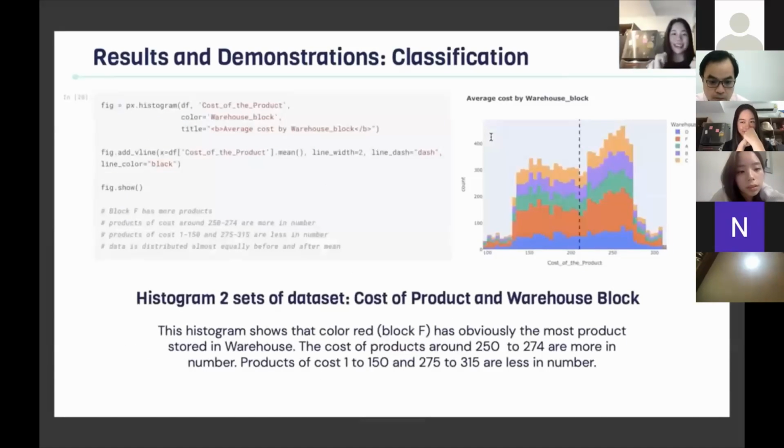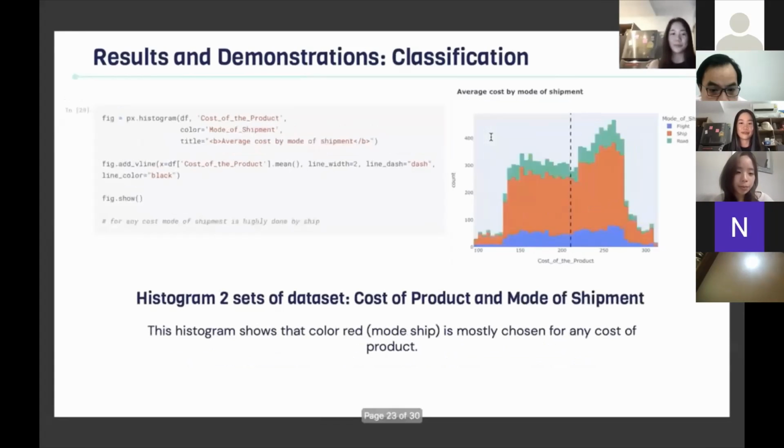And here we come, the very interesting histogram. Having 2 sets of data, cost of product and warehouse block, this histogram shows that the color red, or block F, obviously has the most products stored in the warehouse. The cost of product would be around $250 to $274, a higher number. And the second histogram shows that the color red, or ship mode, from the mode of shipment, is mostly chosen for any cost of product.